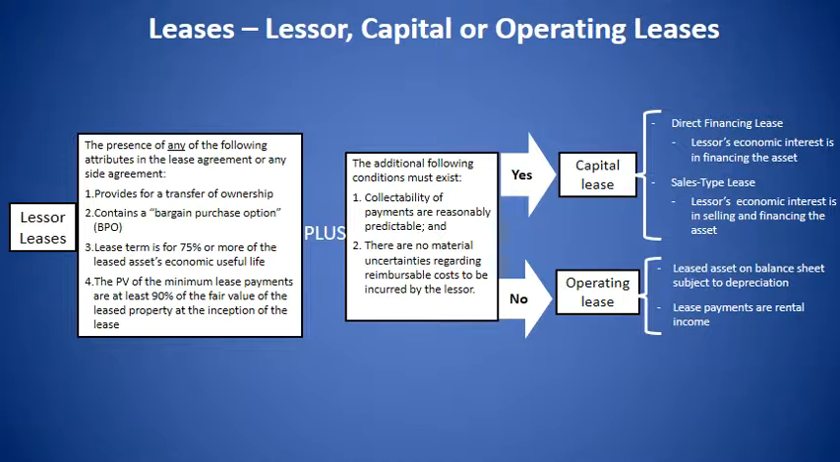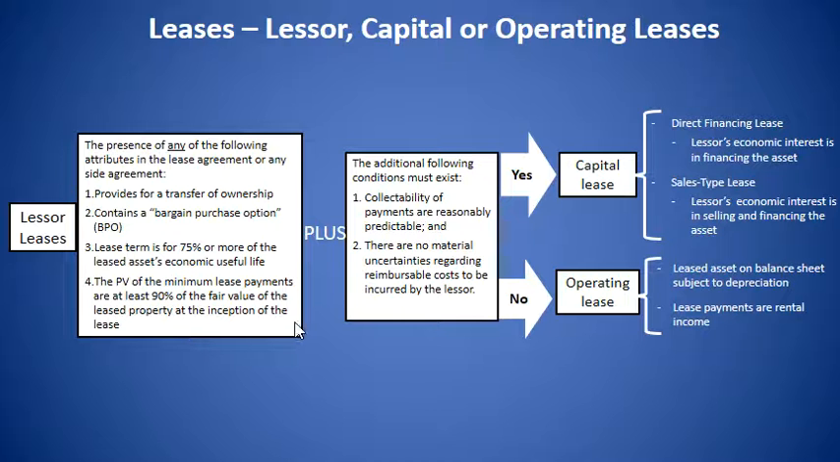Number one, it provides for a transfer of ownership. Number two, it provides a bargain purchase option, BPO. Number three, the lease term is for 75% or more of the leased asset's economic useful life. Or number four, the present value of the minimum lease payments are at least 90% of the fair value of the leased property at the inception of the lease. So if any of these particular criteria exist, the lessor will most likely consider this a capital lease.